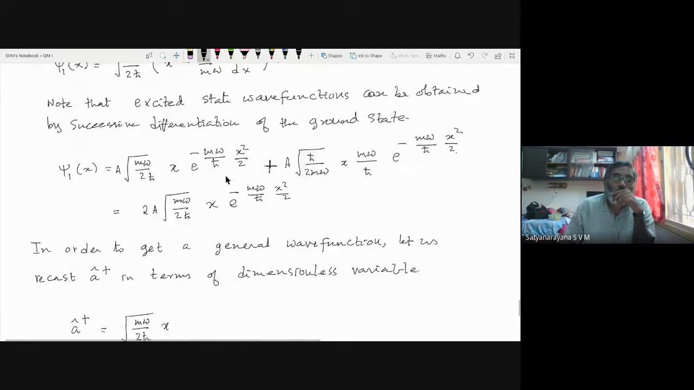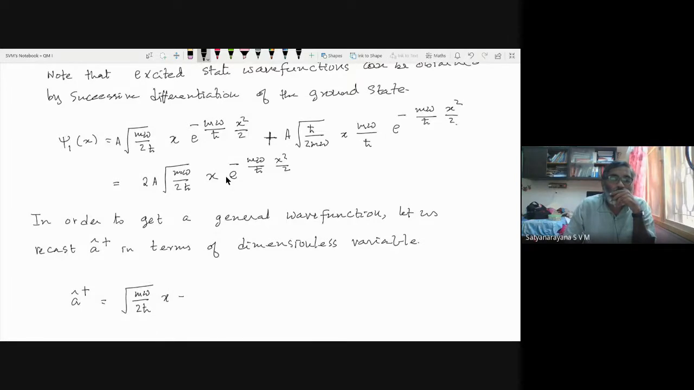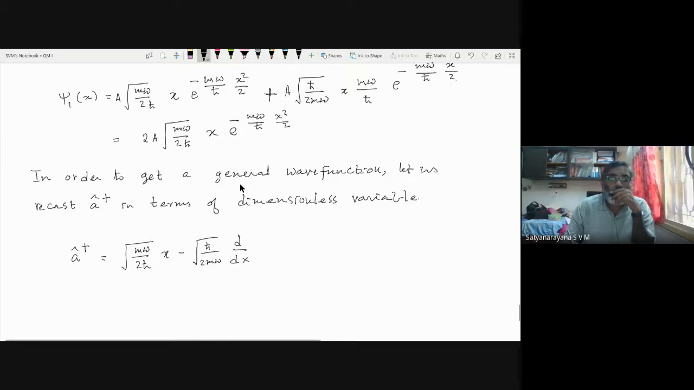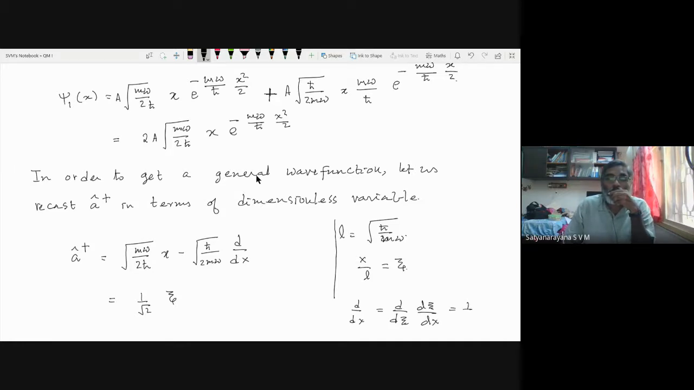So this is m omega by 2 h bar into x. So if I multiply this one, I have minus square root of h bar by 2m omega into d by dx. So now we can use this L, which is equal to square root of h bar by 2m omega, and then x by L as some xi. Suppose I use the same dimensionless units, now you can see that this will be equal to 1 by root 2 into xi. And what will be d by dx? D by dx is basically d by d xi into d xi by dx. D xi by dx is 1 by L. So that is 1 by L into d by d xi.